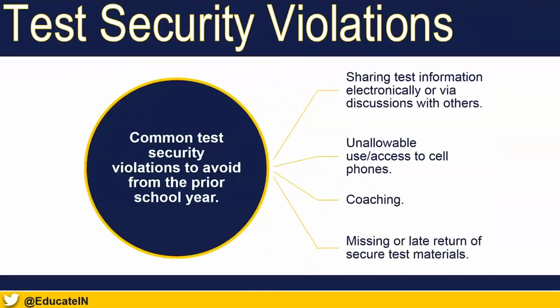This slide shares common test security violations that were reported to IDOE that should be avoided this year. Let's discuss the first two violations listed on this slide: sharing test information electronically or via discussions with others, and inappropriate use or access to cell phones. This includes TAs and students talking to, emailing, or texting others about secure test content, as well as students posting pictures or videos of secure test content to social media and using cell phones during testing.